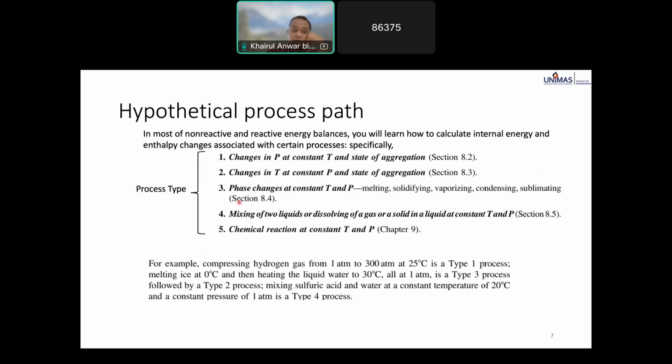So this is what we call the process type. So for example, compressing hydrogen gas from 1 atm to 300 atm at 25 degrees C is a type 1 process. Changes in pressure at constant T. Then melting ice at 0 degrees C and then heating the liquid to 30 degrees C all at 1 atm is a type 3 because it's phase changes from solid ice to liquid.